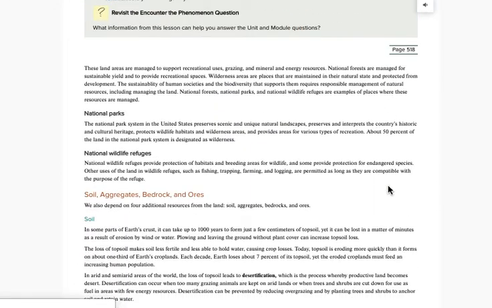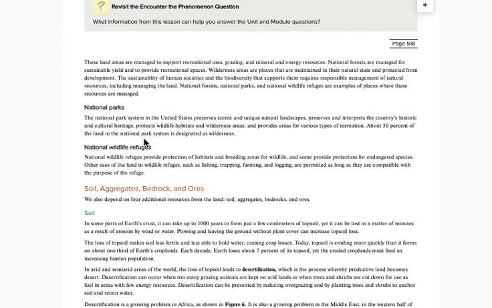So here it mentions national parks, and that about 50% of the land in the national park system is actually just wilderness, which I love, that it's just wild space that we're not doing much to it to have to manage it. It's just taking care of itself naturally, and natural processes are happening there.